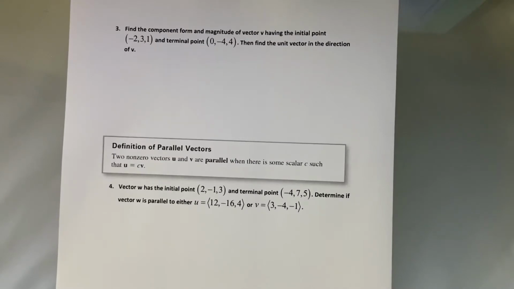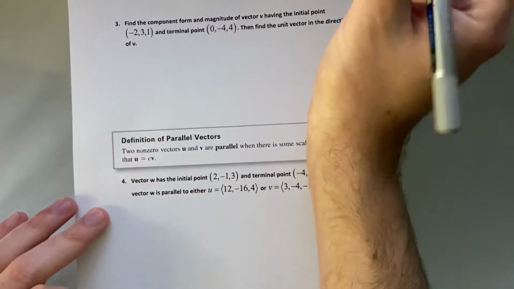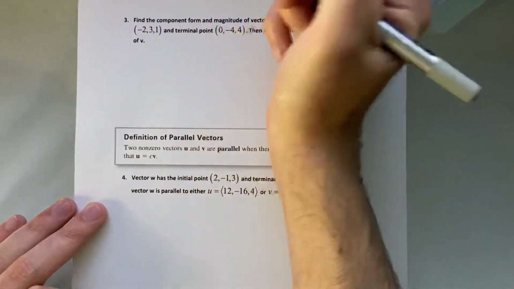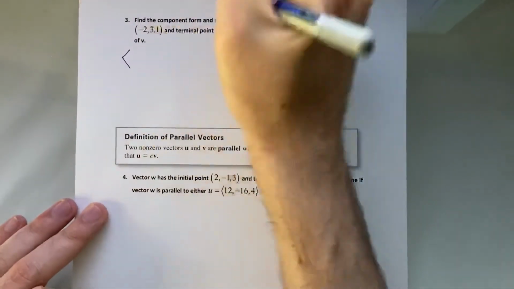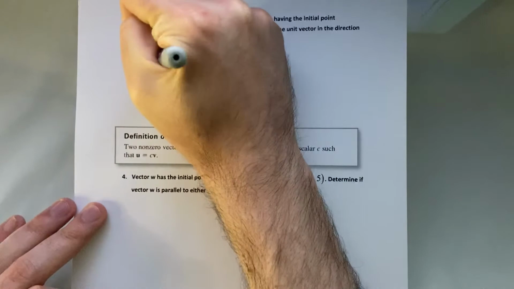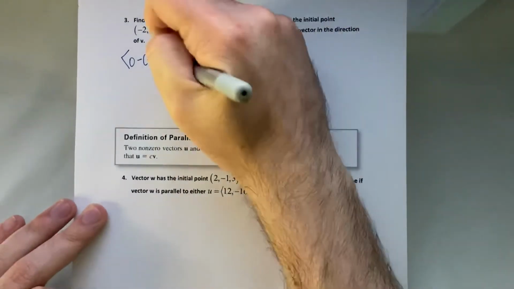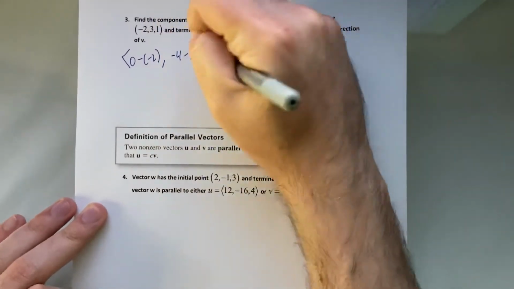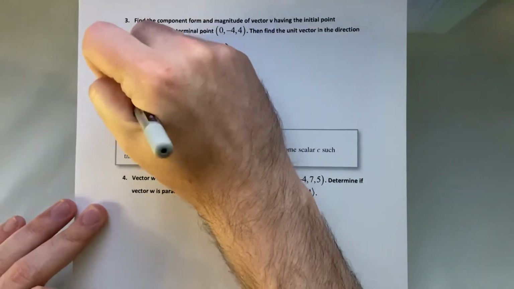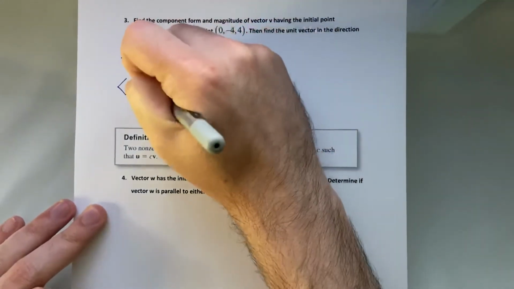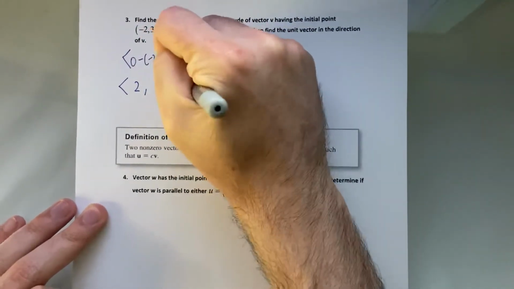Find the component form and magnitude of vector v having initial point (-2, 3, 1) and terminal point (0, -4, 4). Find the unit vector in that direction. Okay, so to find the vector, we just subtract. So we've got 0 minus -2. It's terminal minus initial always. -4 minus 3, 4 minus 1. So it's 2, -7, 3.